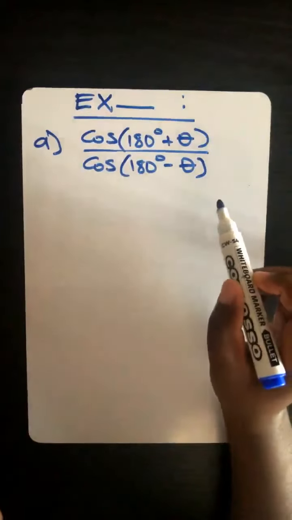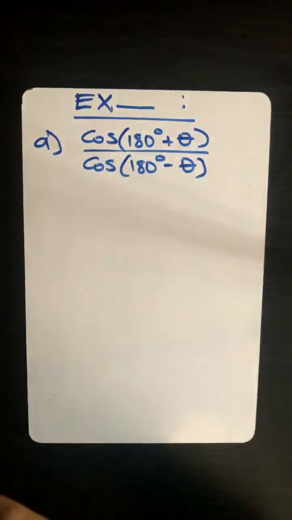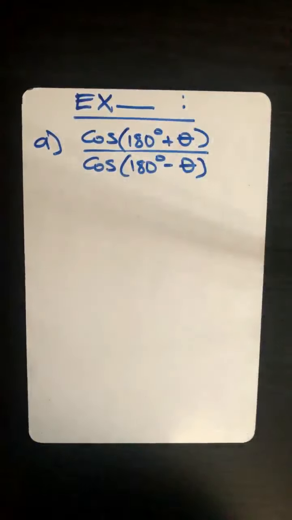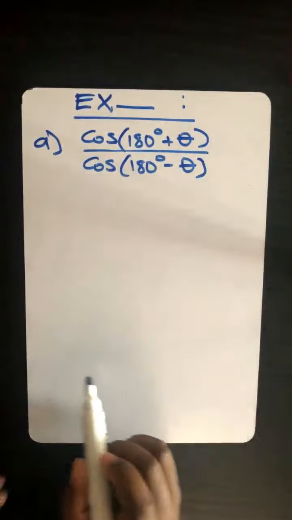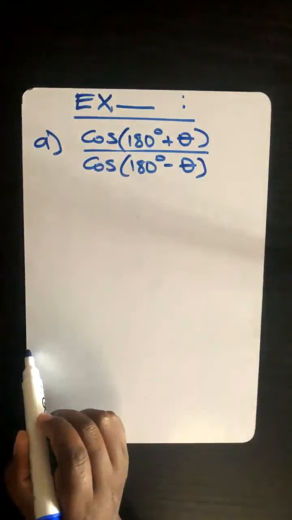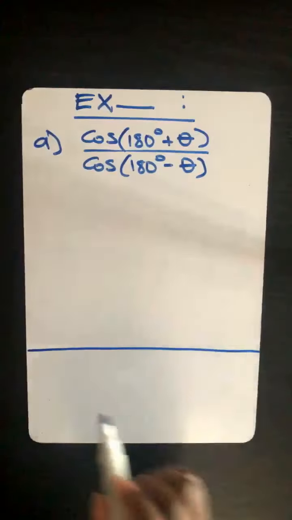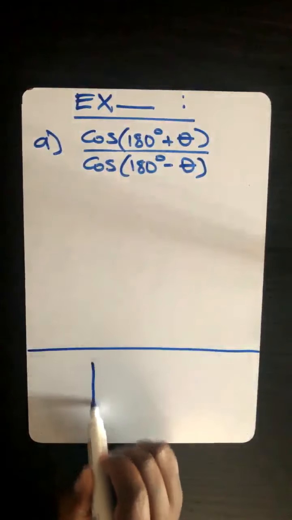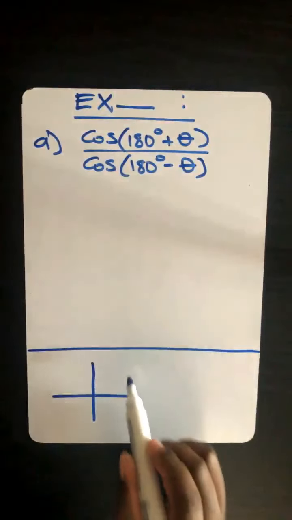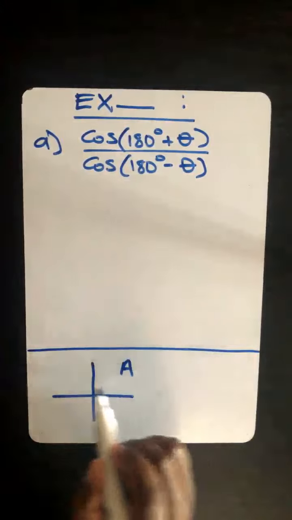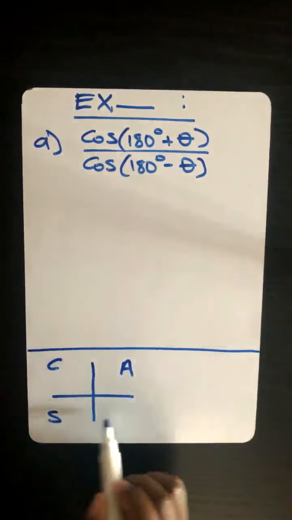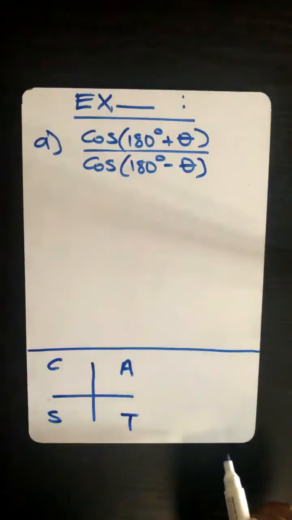So, ladies and gentlemen, let me just quickly draw that CAST diagram, or maybe let me just draw it somewhere there halfway. I hope that space is going to be enough. So remember, guys, you just need to know that we've got A, S, T, C.